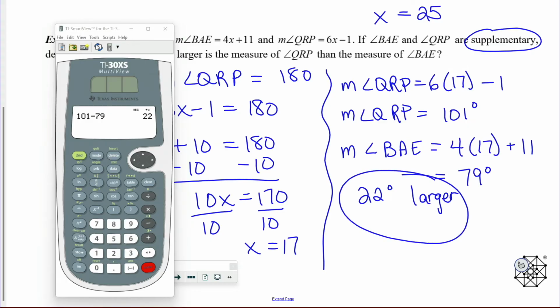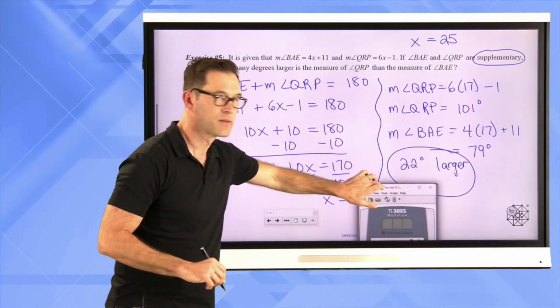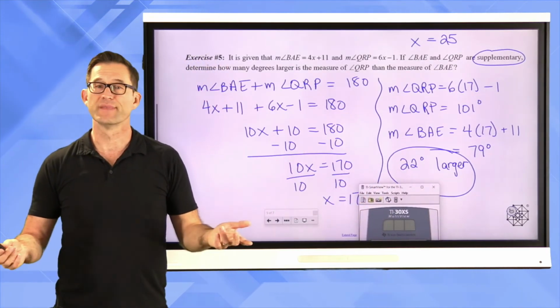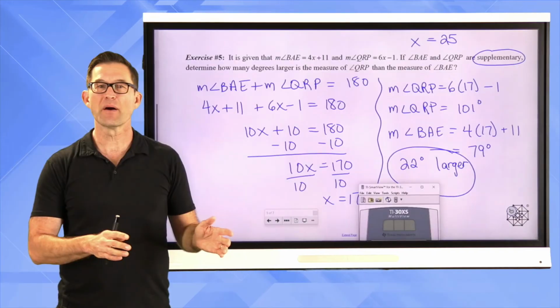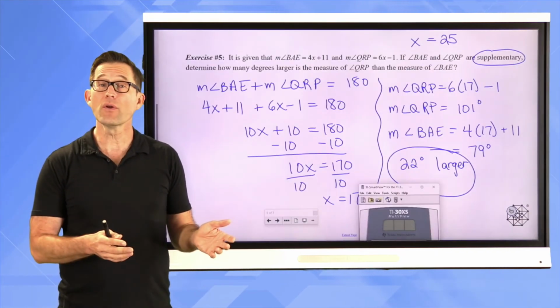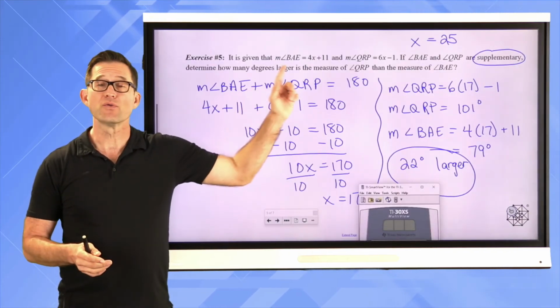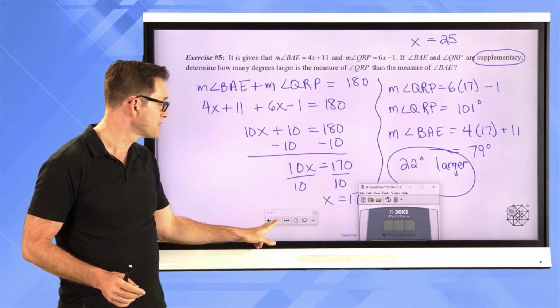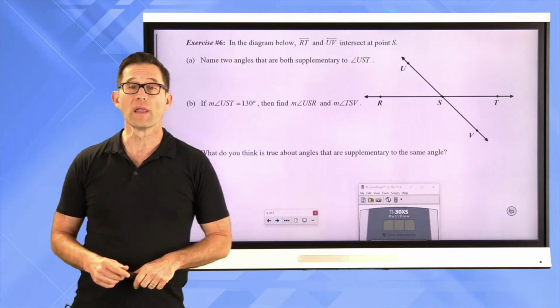As my final answer. All right, that's it, right? Complementary and supplementary. But we need to know that terminology, because if we don't, there's no way to even begin these problems. Let's take a look at one last one.